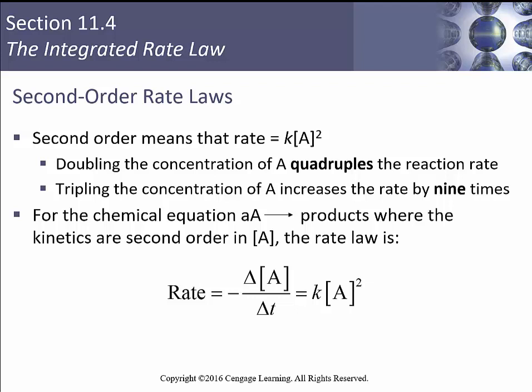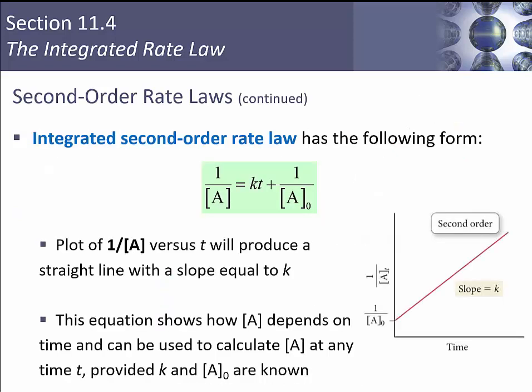Tripling the concentration of A is going to increase the rate by 9 times. So 3 squared is 9. For the chemical reaction, A goes to the products, where the kinetics are second order, our rate law is going to be our rate, as our change in A per change in time, is going to be k times A squared.